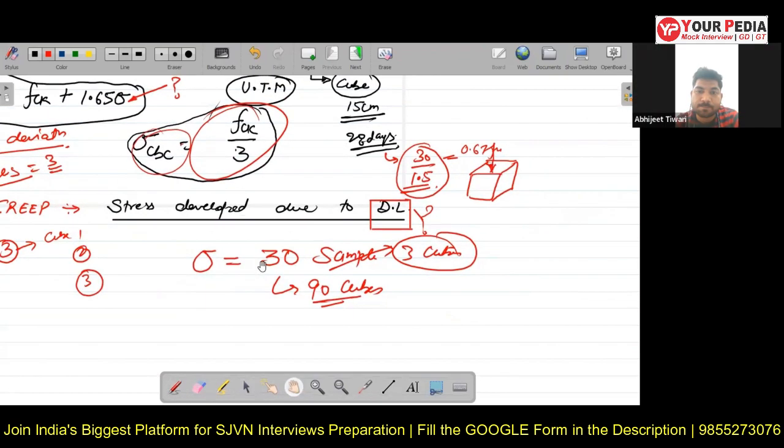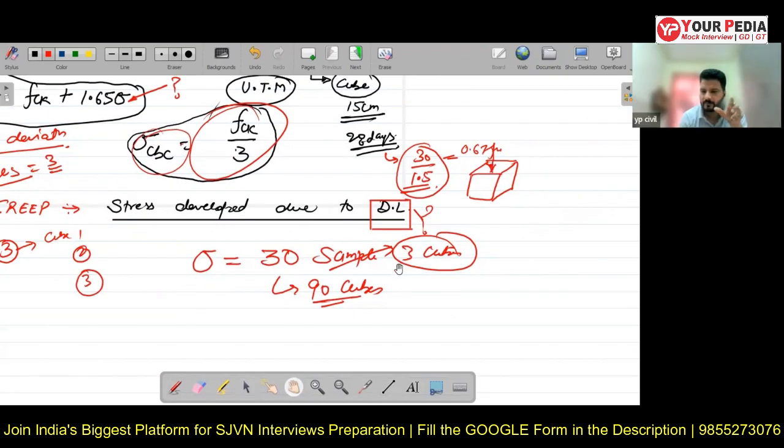Just have a look at this creep also. Creep is time dependent deformation in the member due to sustained loading. Sustained loading can mean 2 things. One is your dead load. Second is your pre-stressing force. Pre-stressing force will also be there throughout the life of the member if we have a pre-stressed member.